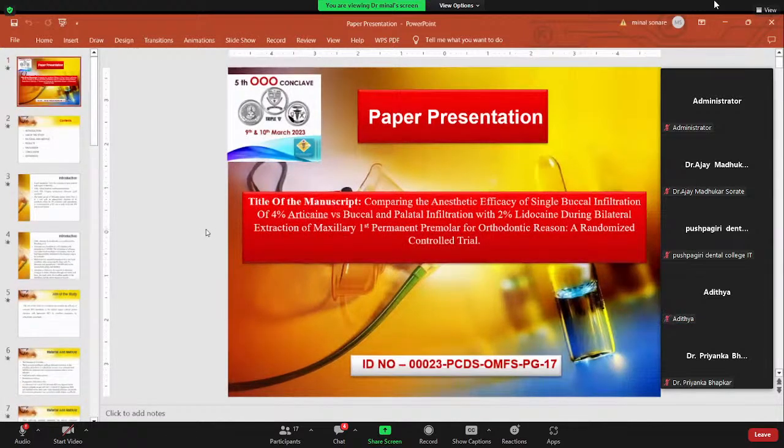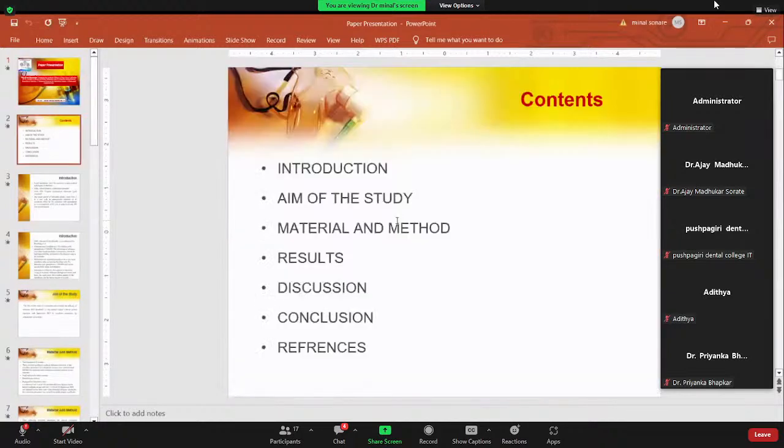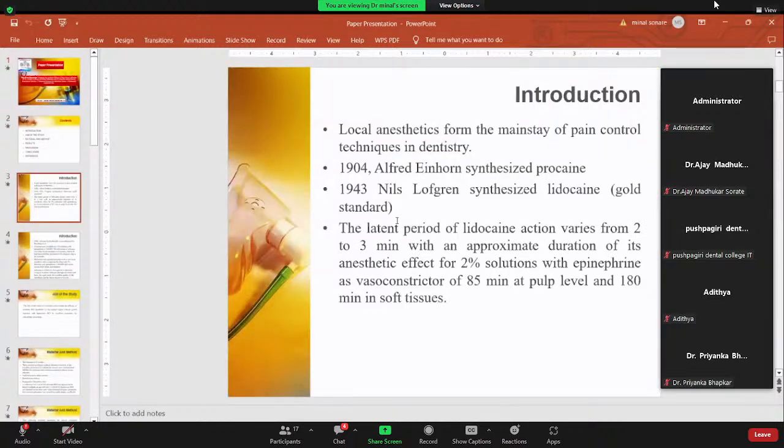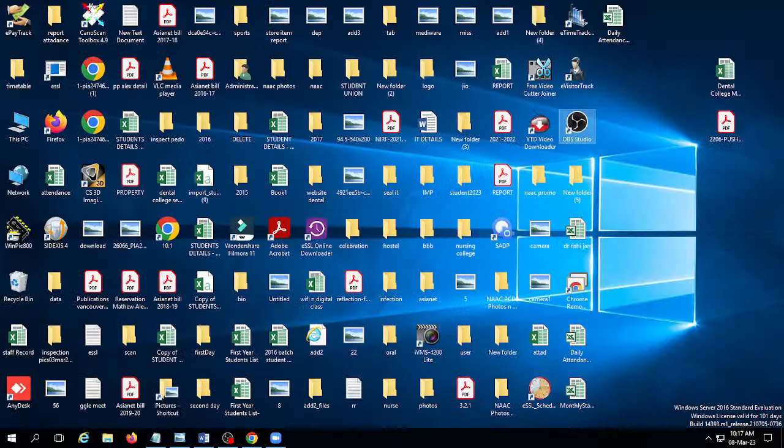Good morning, everyone. Today I'm presenting a paper on comparing the anesthetic efficacy of single buccal infiltration of 4% articaine versus buccal and palatal infiltration with 2% lidocaine during bilateral extraction of maxillary first permanent premolars for orthodontic reasons. I am covering the introduction. Local anesthesia is the mainstay of pain control technique in dentistry. The first synthesized local anesthetic was procaine in 1940.